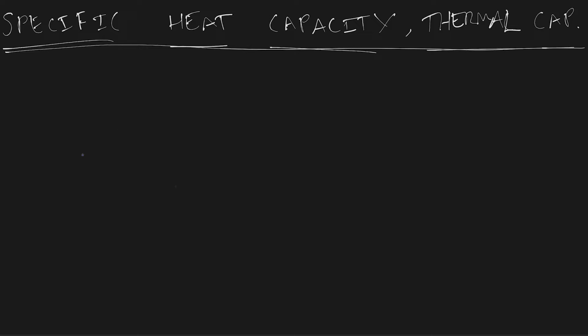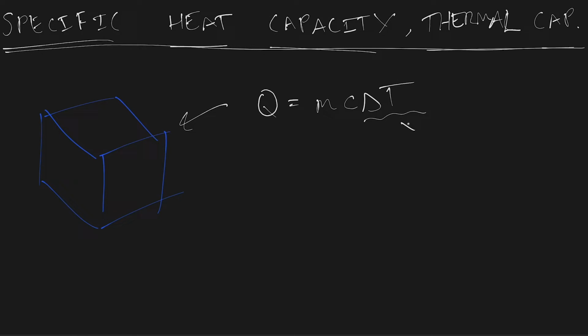So, if we have some substance, let's say it's in a cube form, we could say it's ice. It has some specific heat capacity. And the formula that's given in the formula booklet is Q is equal to MC delta T. Delta T we already know. That's in Kelvin, or it's in Celsius.